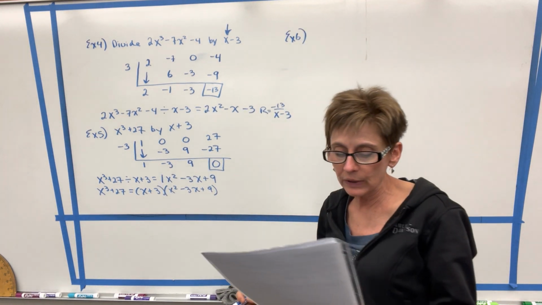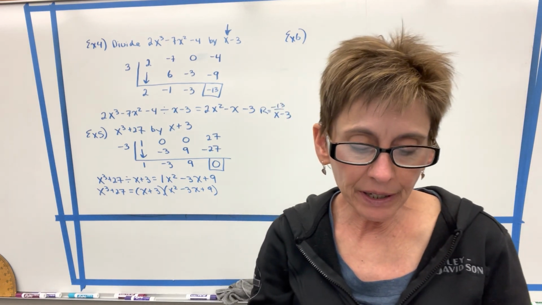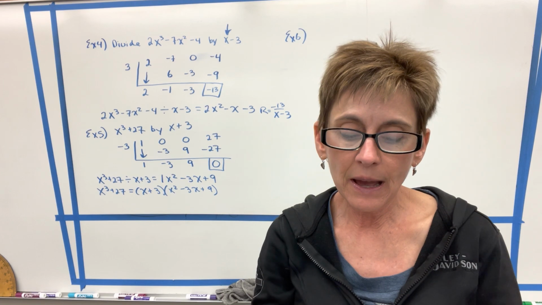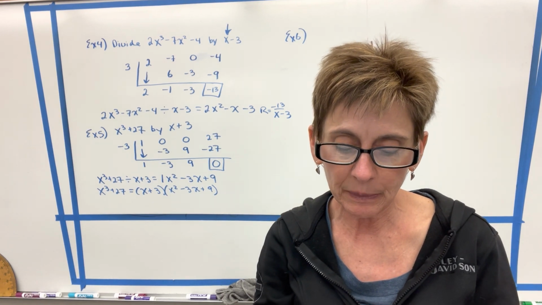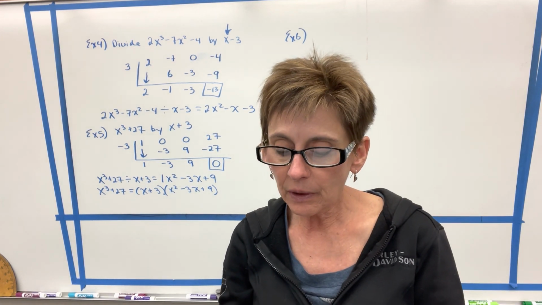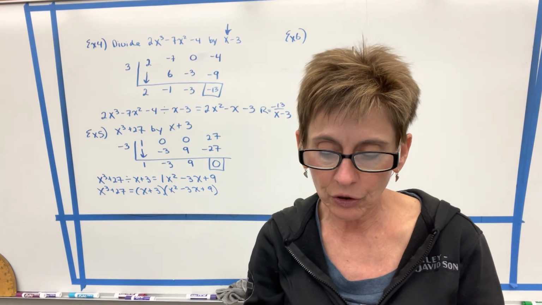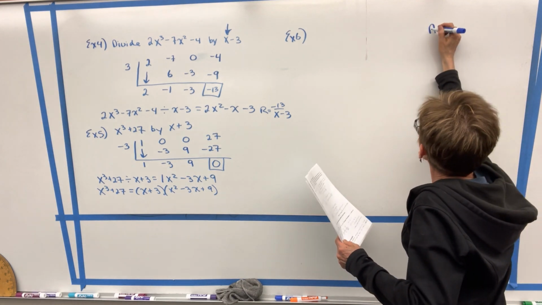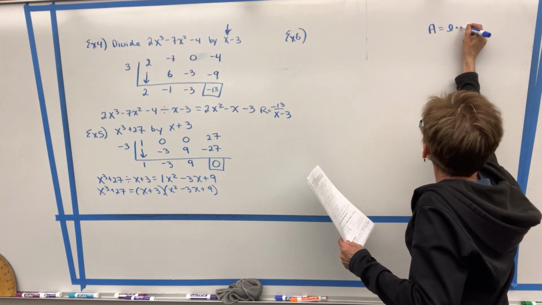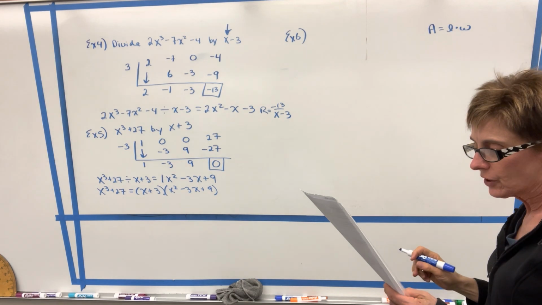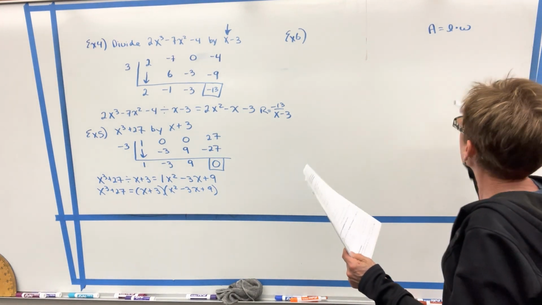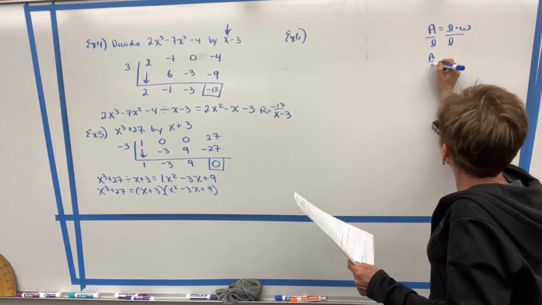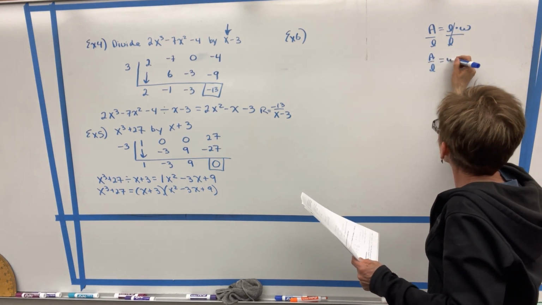This is a real world application. The area of a rectangle is 3x cubed plus 11x squared plus 4x minus 12 inches squared. The length of the rectangle is x plus 2. What is the width? So what we need to keep in mind here is that in a rectangle, area is equal to length times width. So if I take area divided by length, area divided by length is going to equal the width.